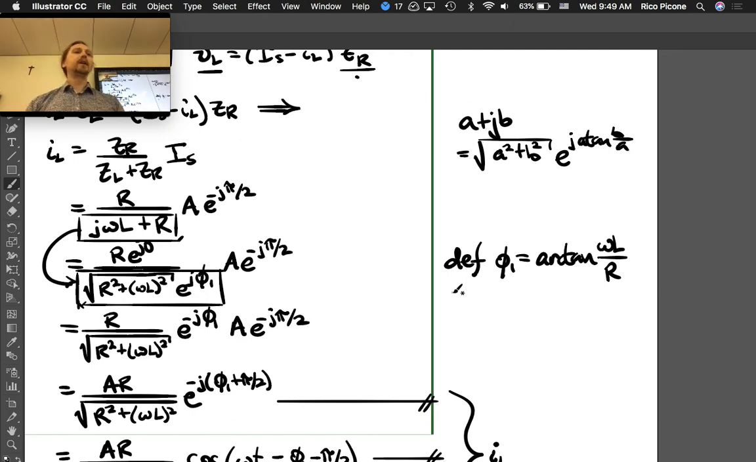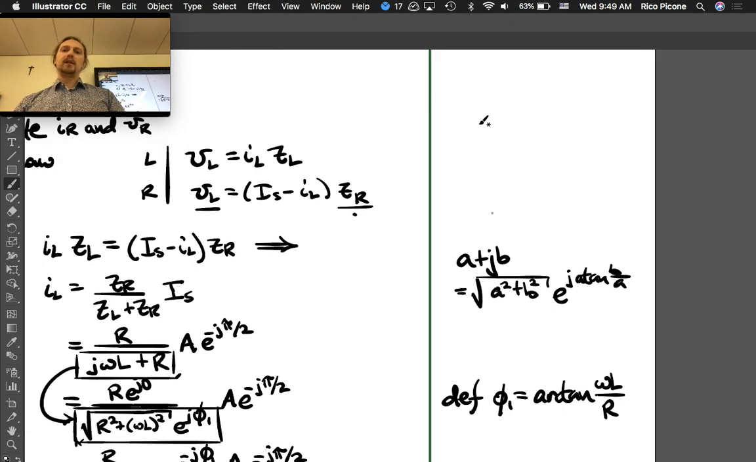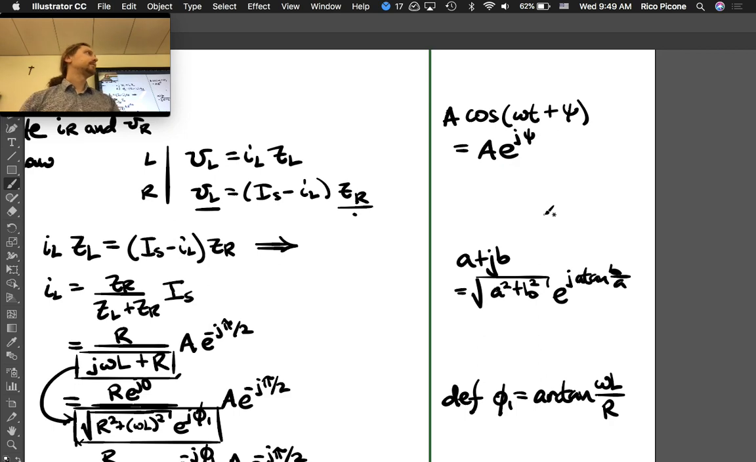There's also going from trigonometric form, the sine or cosine, into phasor form. So if you've got cosine of omega t plus psi, that's just going to be in phasor form A e to the j psi. I didn't understand that one, just not the. Ah, this one. Got it.